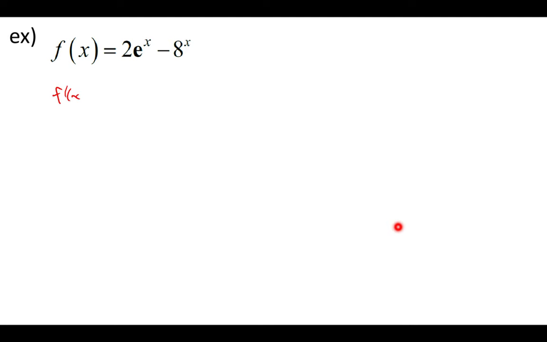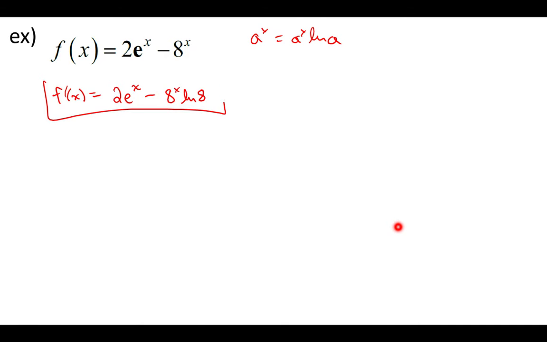This derivative, f prime of x. There isn't really any special rules we need to use here. The 2 just hangs out in front of the e to the x, and the derivative of e to the x is simply e to the x. So it's just 2e to the x. Minus, here is our a to the x. So the derivative of a to the x is a to the x and then natural log of a. So in this case, it's going to be minus 8 to the x and then natural log of 8. The natural log of 8 just turns out to be some constant. This is good here.